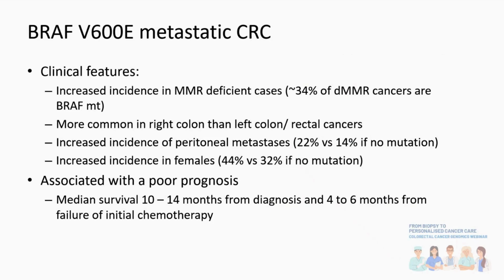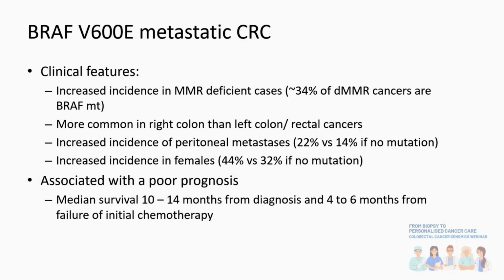The most common and important mutation in the BRAF gene is this specific mutation called BRAF V600E. This currently would be considered one of the mutations associated with a very poor prognosis for bowel cancer patients in the advanced disease setting.